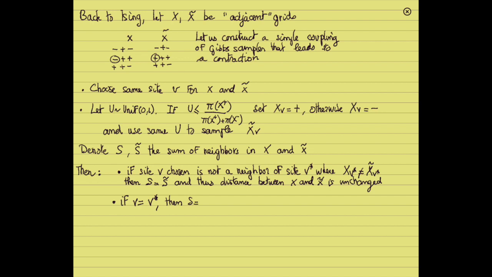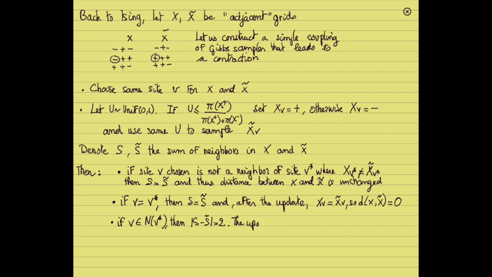If we choose to update specifically V star, which happens with probability 1 over n square, then in fact the neighbors are the same. And after the update, the difference between XV and X tilde V will be resolved. And so the distance between the grids will become 0. It will decrease from 1 to 0. And finally, if we choose a neighbor of V star, so there are 4 neighbors among n square sites. So if we happen to choose one of those, then the difference between the sums of the neighbors is equal to 2 here.